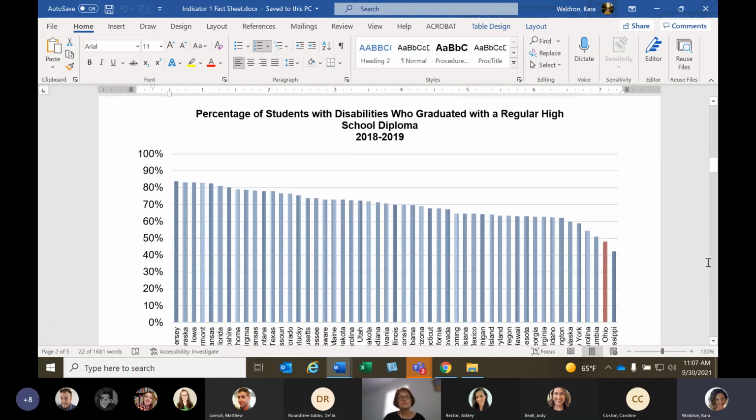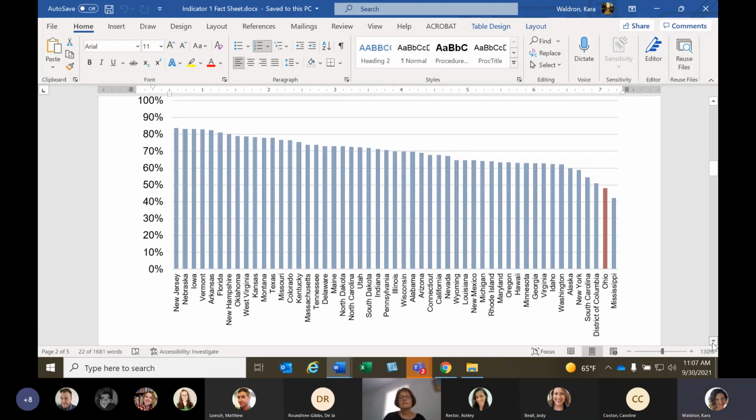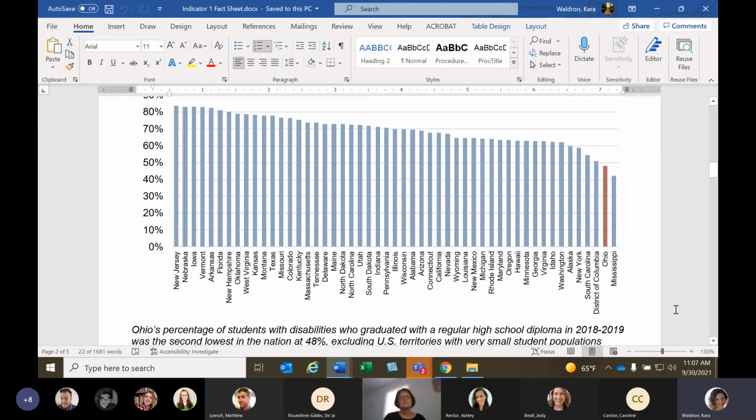You don't really have to be able to read all the states along the bottom to know that when we look at graduation with a regular high school diploma for students with disabilities, for the class of 2019, so pre-pandemic, Ohio is second only to Mississippi as the lowest performing state in the nation on this measure, at 48%. So we're not even at a 50% graduation rate when we think about not being able to count those students with disabilities who are graduating by modified requirements, not being able to count them anymore in our numerator.